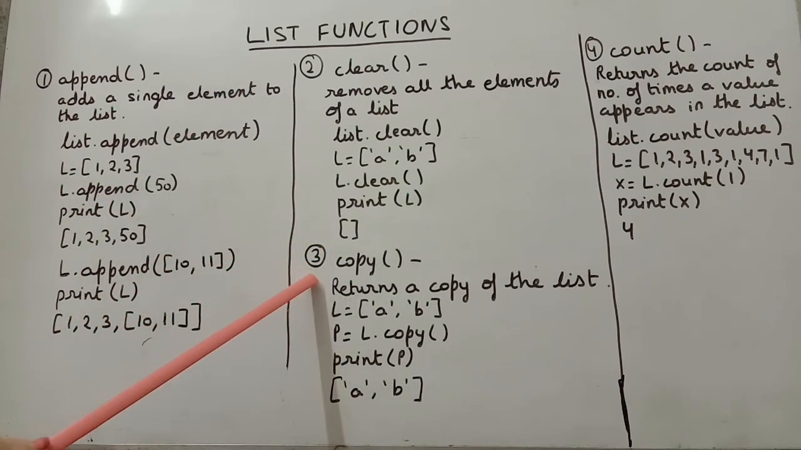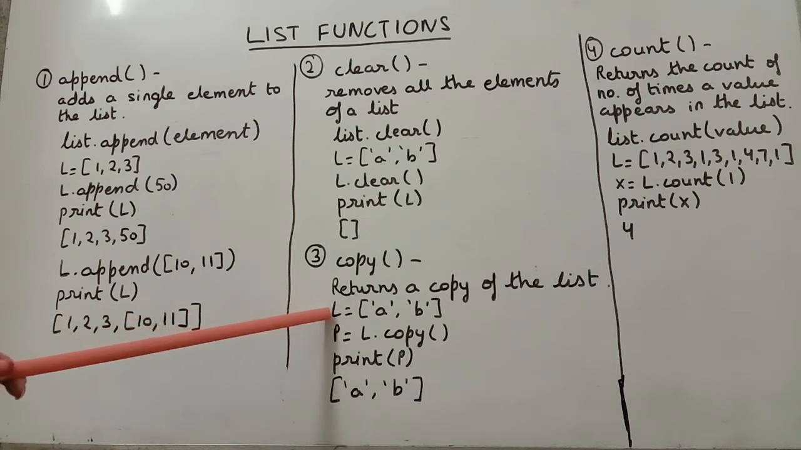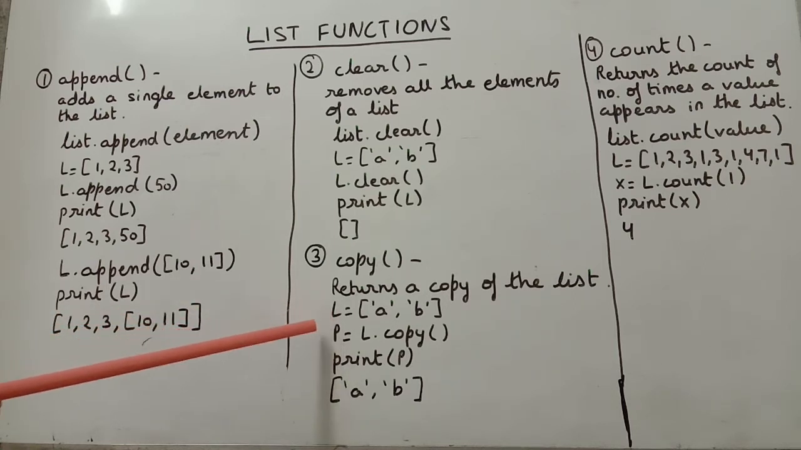Next function is the copy function. This function is used to create a replica of the original list. Normally, if this is a list, L is equal to AB, and in the next line I say L1 is equal to L, there will be only one copy of the list in the memory, and both L and L1 will refer to the same location.